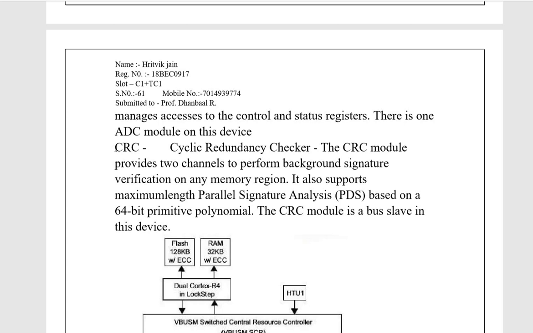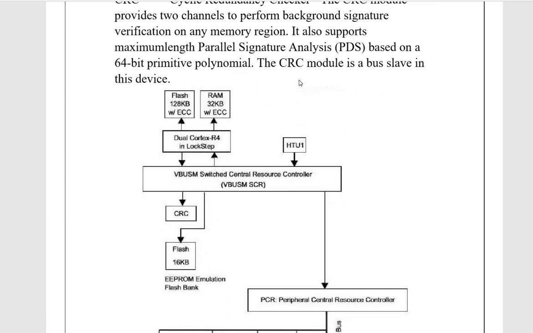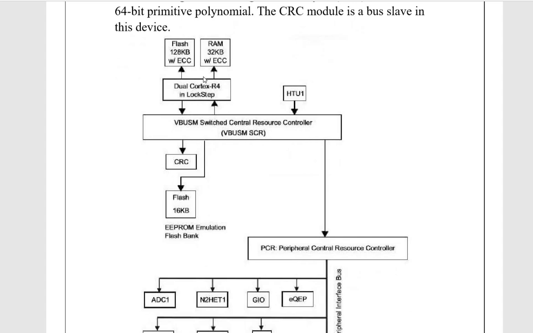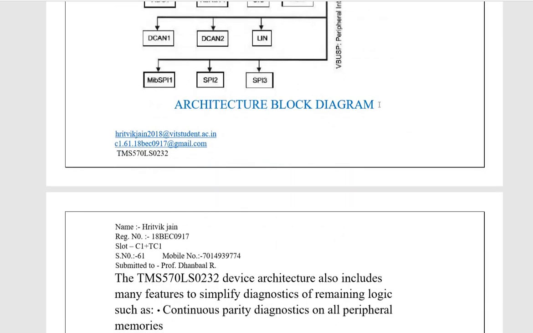Another element I used is the CRC, which is the cyclic redundancy checker. This module provides two channels to perform background signature verification of any memory region. And this is the block diagram showing the elements used, like CRC, dual Cortex R4, VBUSM, STU, like this architecture block diagram.